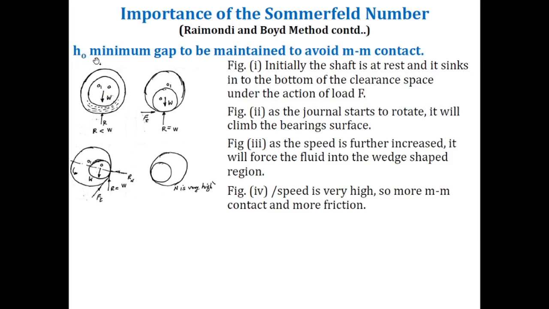Here, this h0 we know is the minimum film thickness, also called the minimum gap to be maintained to avoid metal to metal contact. Why we should maintain this h0 to avoid metal to metal contact, that we try to understand, and this is why the Sommerfeld number is important.